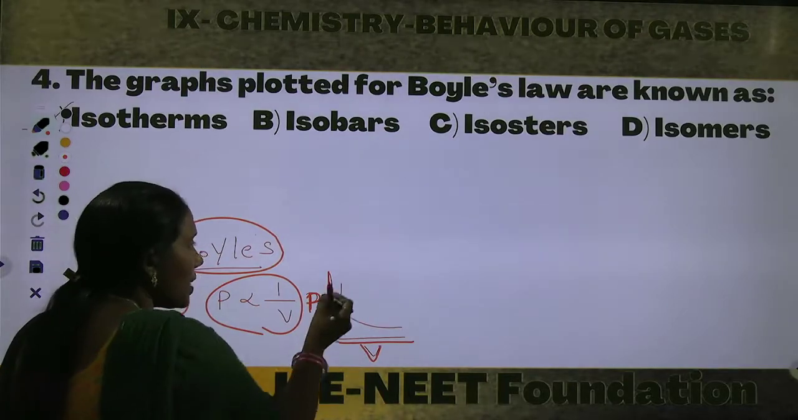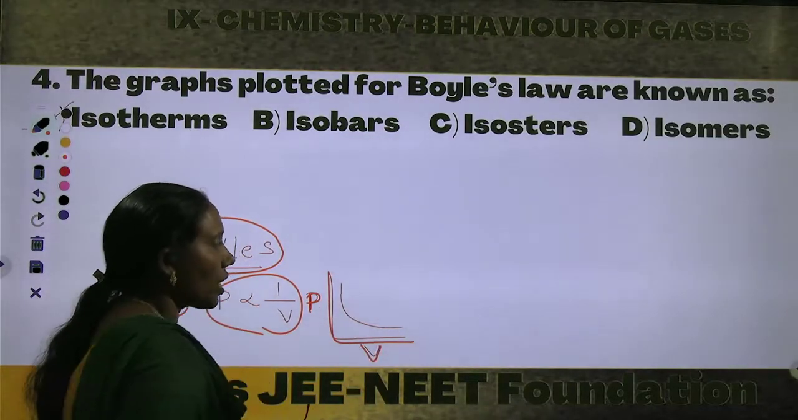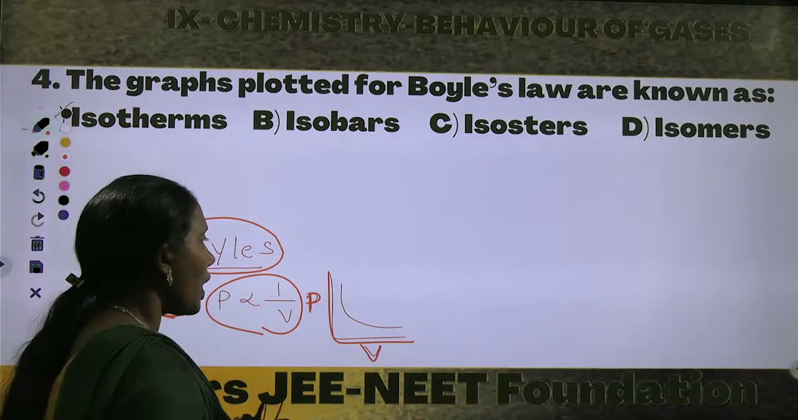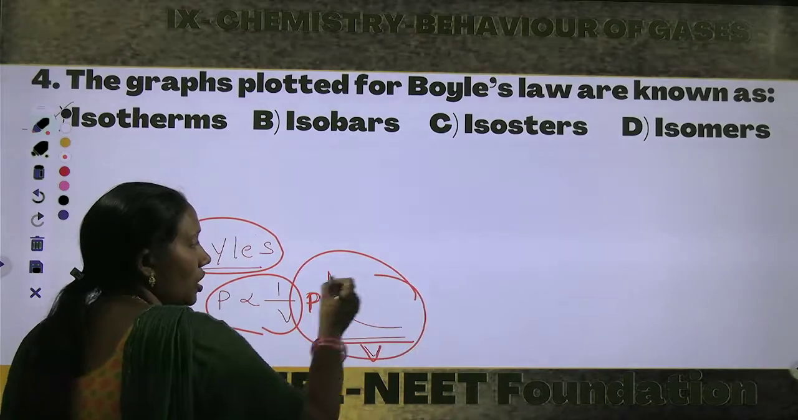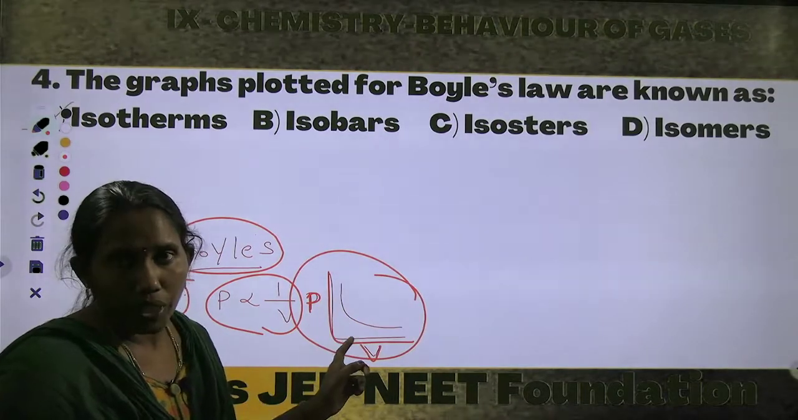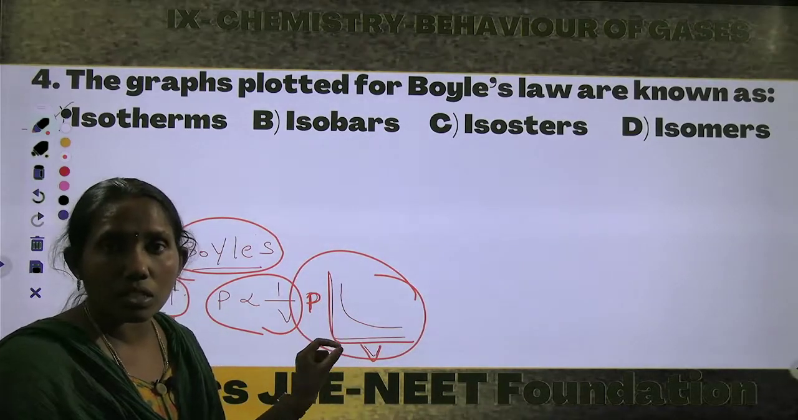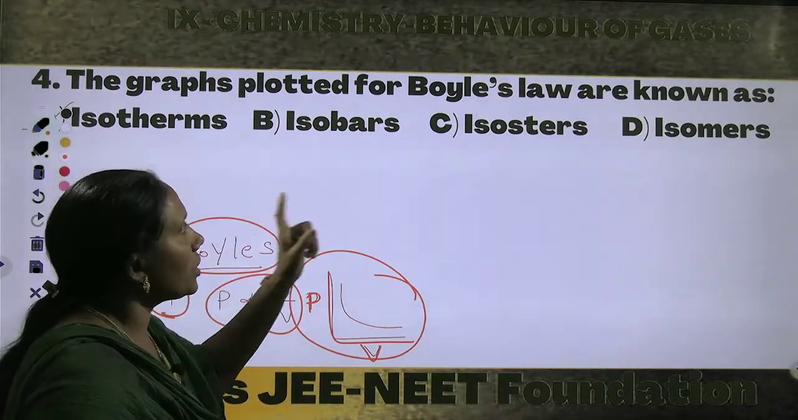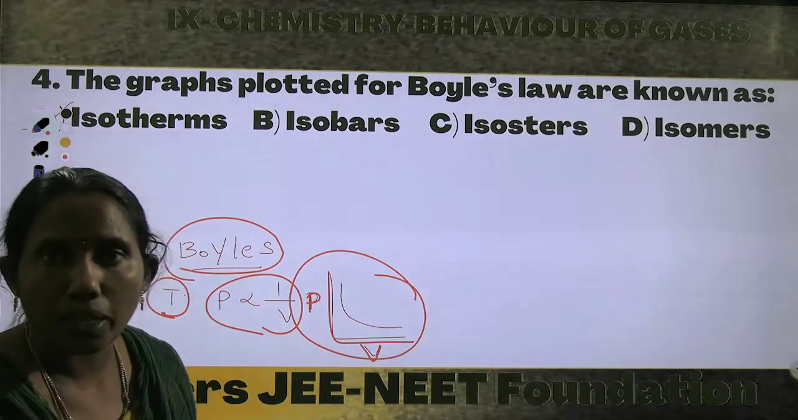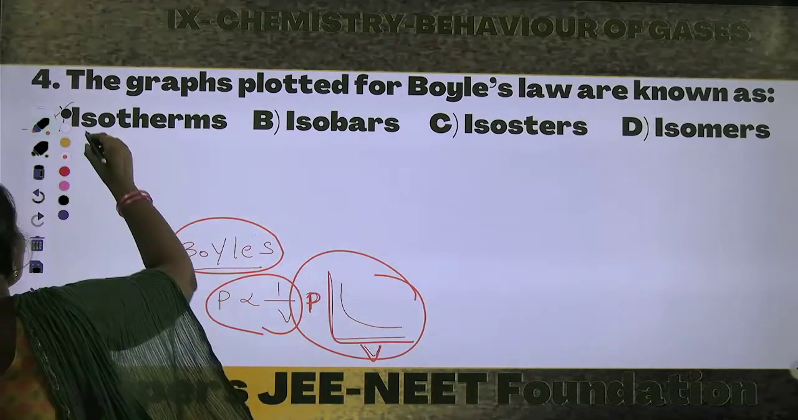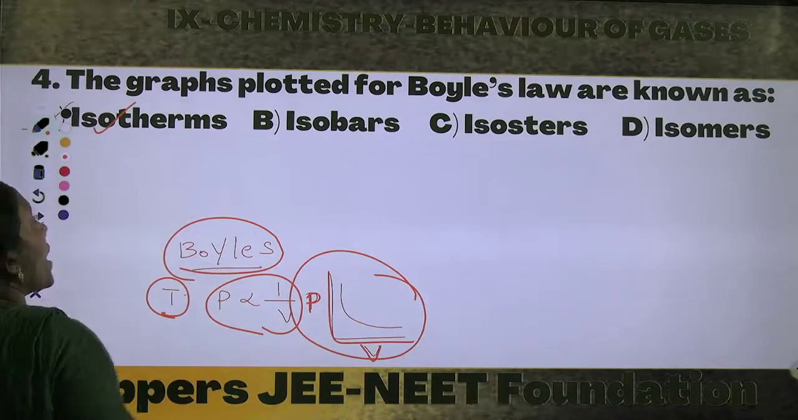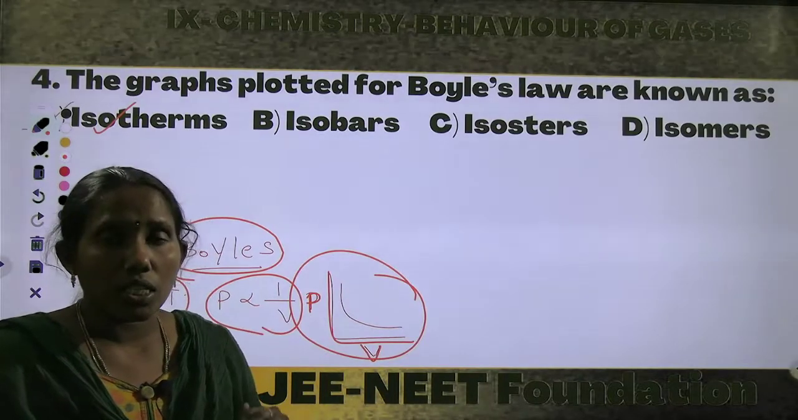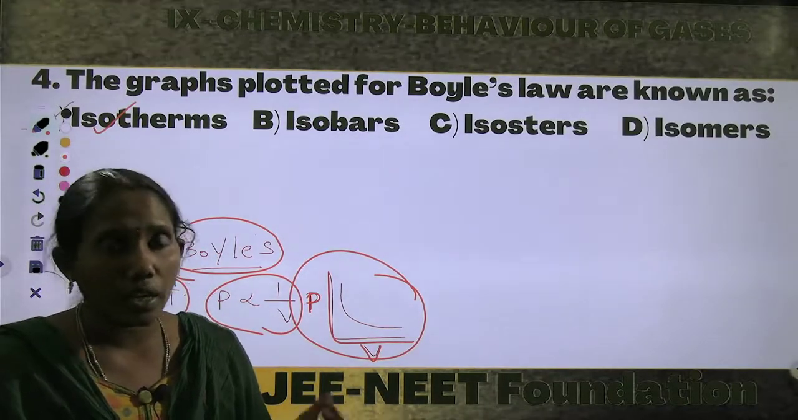So if pressure is decreasing, then volume will increase. So we can say it is a hyperbola. Pressure-volume, the graph will be a hyperbola. This graph is known as an isotherm. Why are we calling it an isotherm? Because this graph is drawn at constant temperature. The graphs plotted for Boyle's law at constant temperature are said to be isotherms to each other. Those are called isotherms.